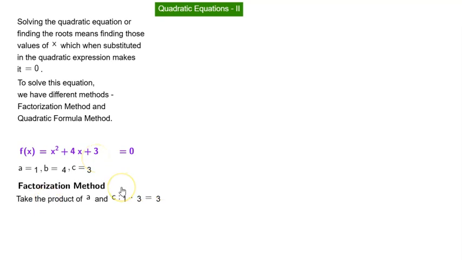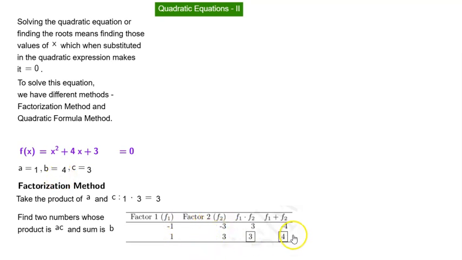Now the factorization method, let's take it step by step. Take the product of a and c. So a is 1, c is 3, so 1 times 3 is equal to 3. Now we have to find two numbers whose product is AC and the sum is B. So we have to find two numbers such that their product is equal to 3 and their sum is equal to 4. So we can create a table like this.